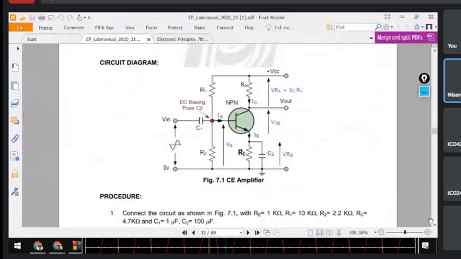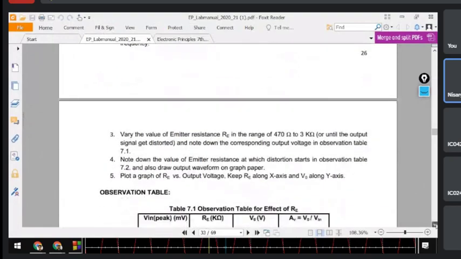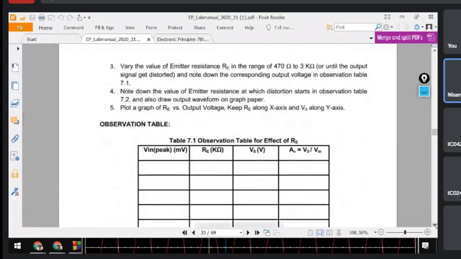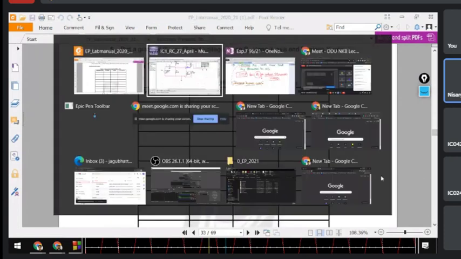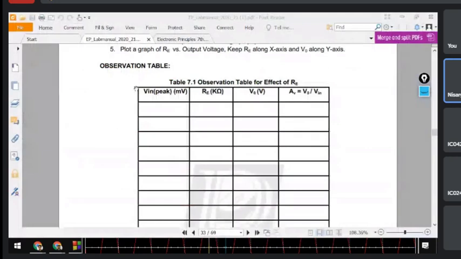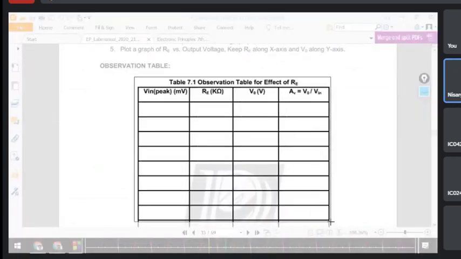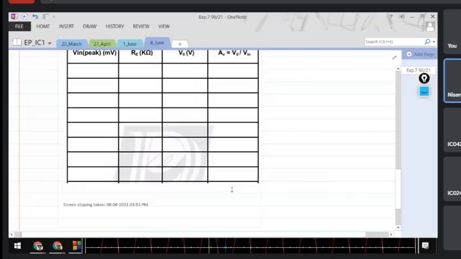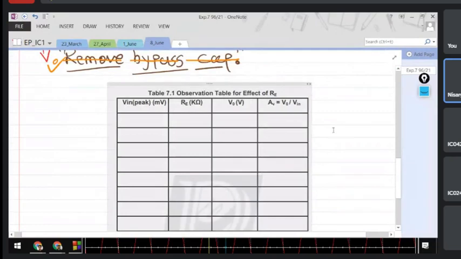So what is our observation? Student, look, this is our observation table, right? So let us fill it up. This is your observation table.